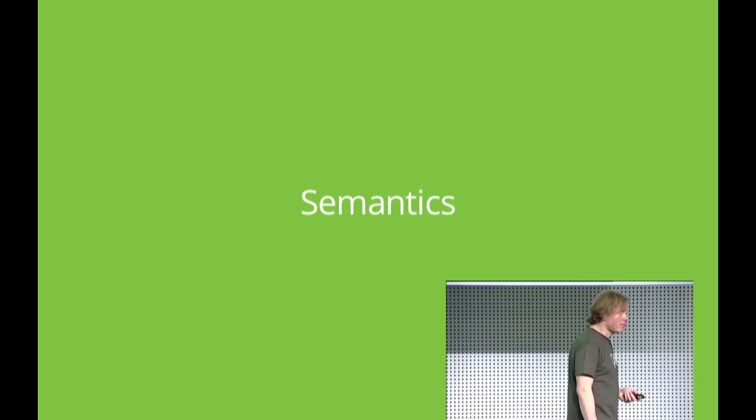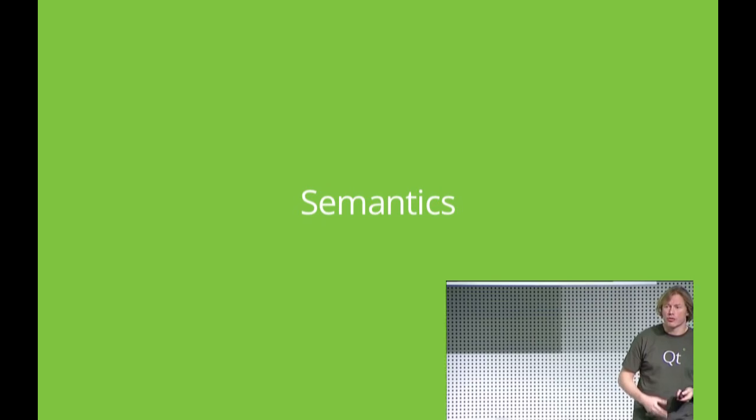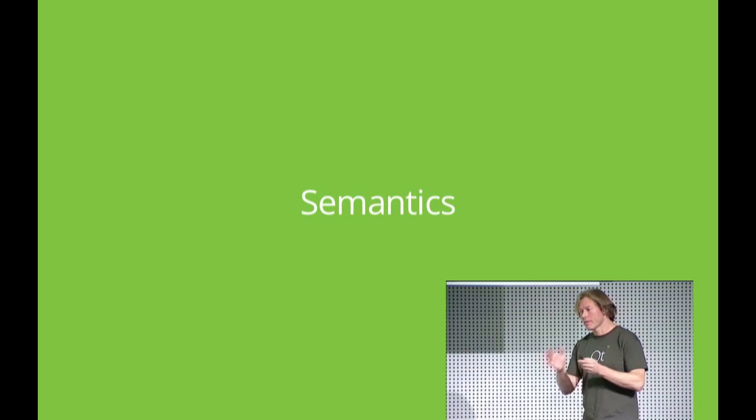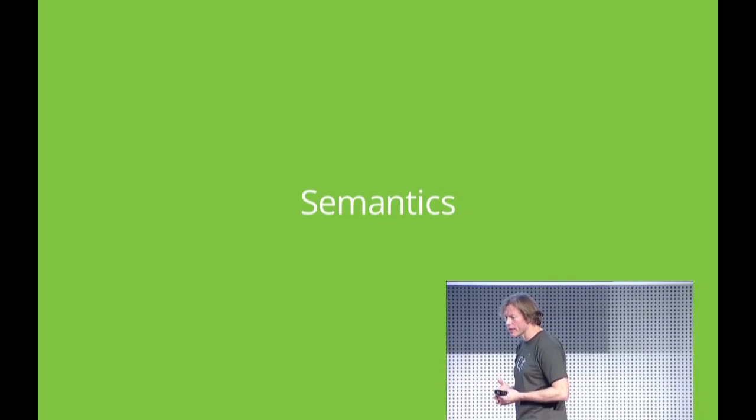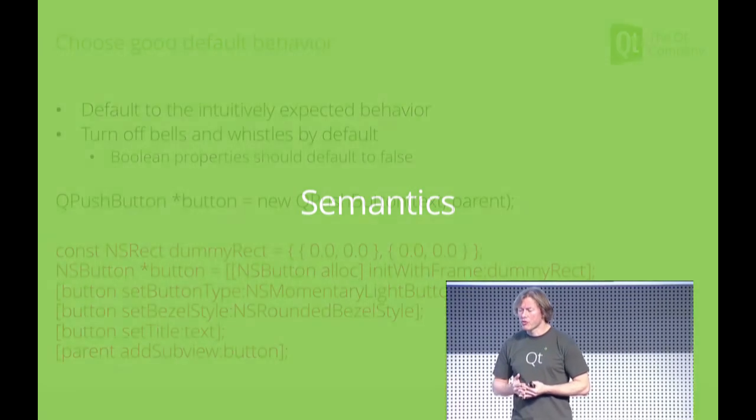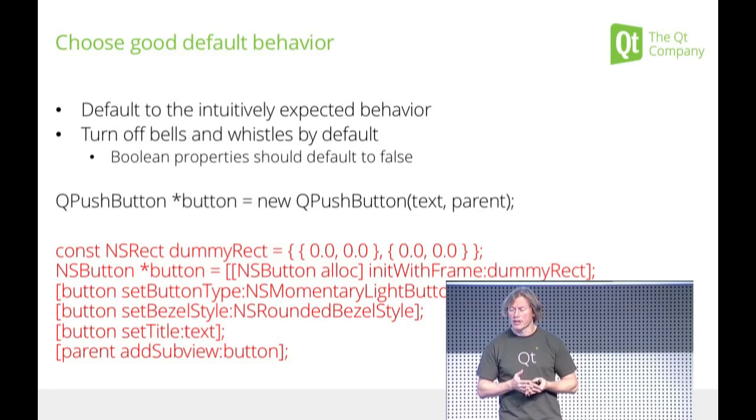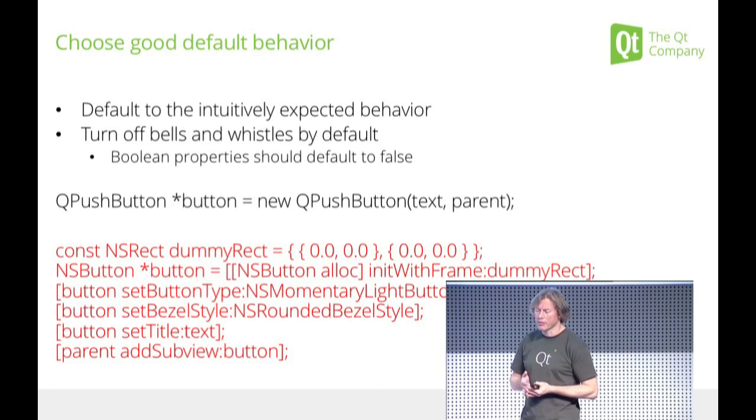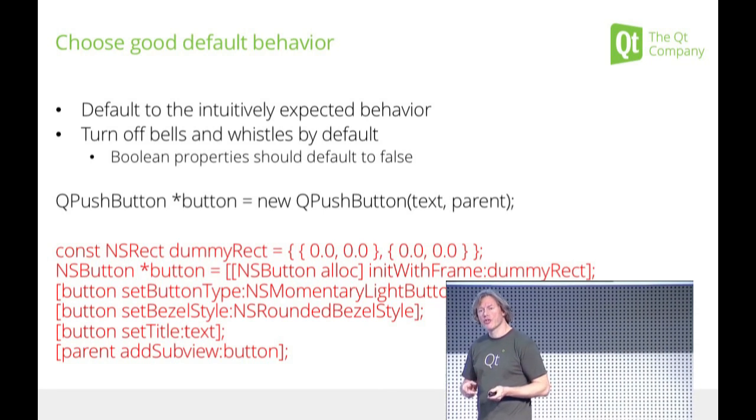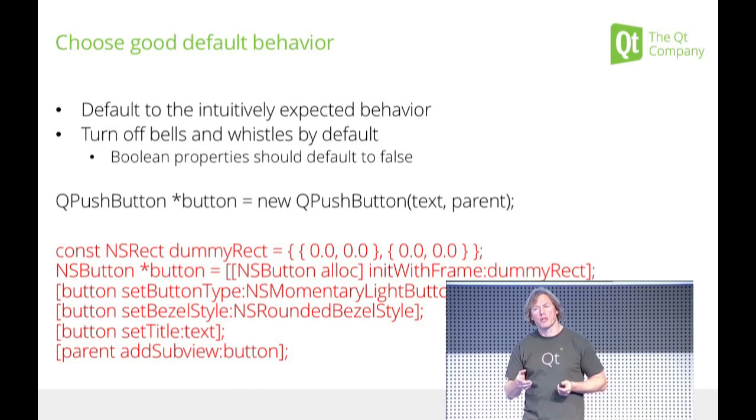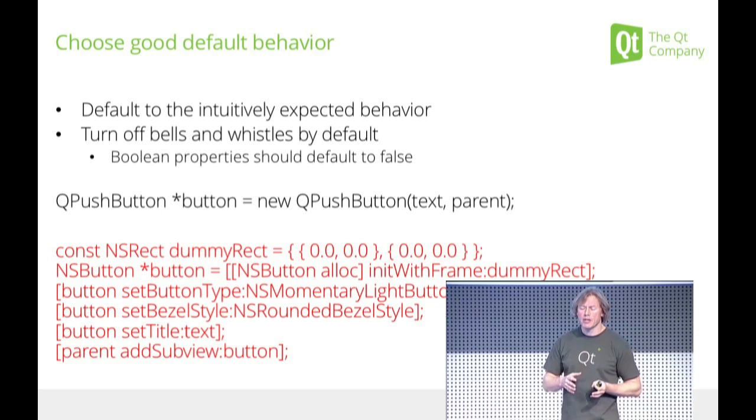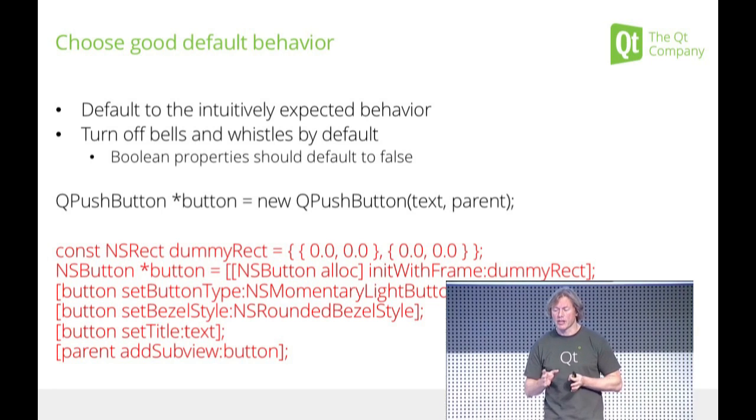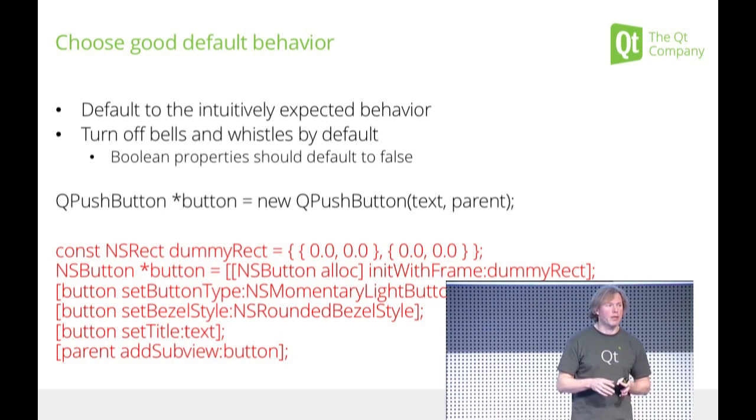On to semantics, it's the next thing you need to look at when you do APIs. So naming is one piece, semantics is the second piece, and they play hand in hand, they belong together. But it's really about choosing good defaults. One of the things is about choosing good default behavior. Default to what your users, or what you would intuitively expect your API to do. Usually that means you need to turn off all the bells and whistles by default. Boolean properties, make them false by default.